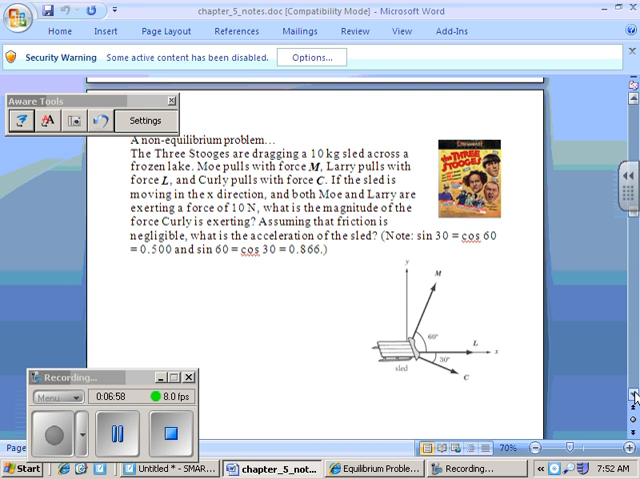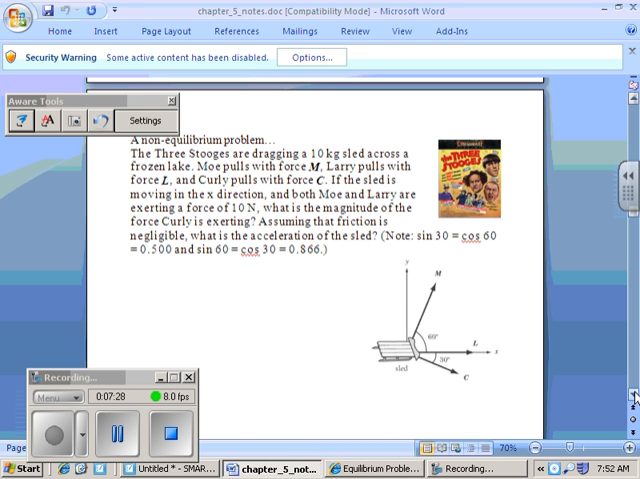Moe pulls with the force M, Larry pulls with the force L, and Curly pulls with the force C. The sled is moving in the X direction. Both Moe and Larry are exerting a force of 10 newtons. What is the magnitude of the force Curly is exerting? Assuming that the friction is negligible, so there's no friction, what's the acceleration of the sled?